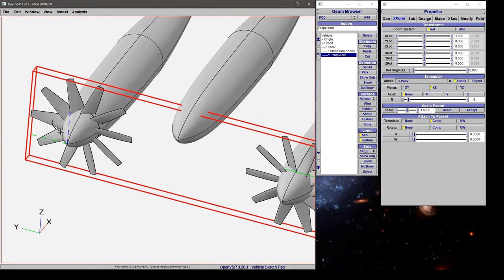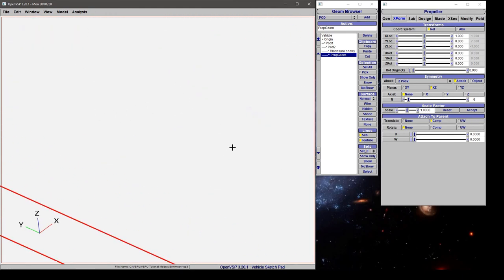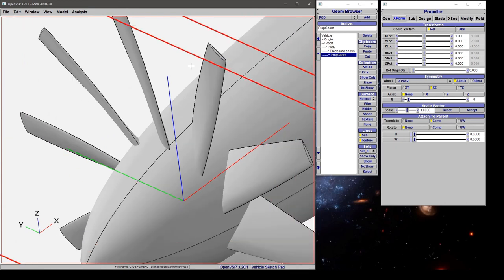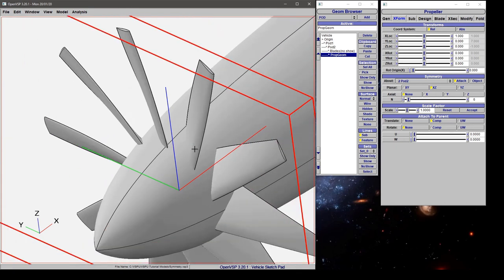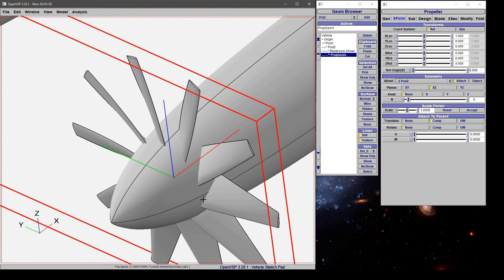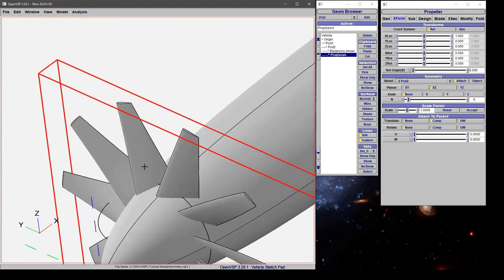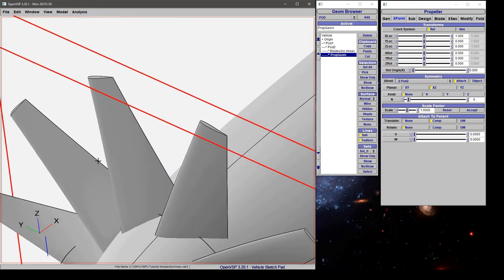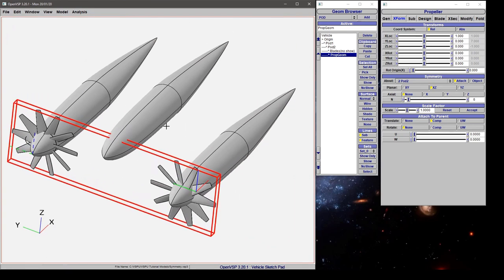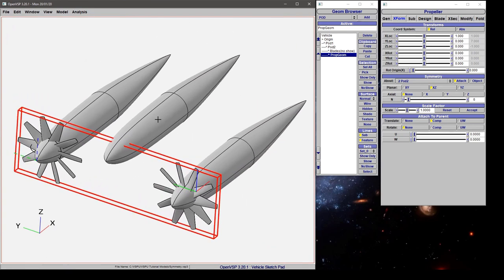And not only does it reflect it to the opposite side, but it also changes the direction of rotation. So notice that these are intended to rotate outboard to the left. These are intended to rotate outboard to the right. So the propeller component is a very handy way to set up propellers symmetrically that rotate in opposite directions.